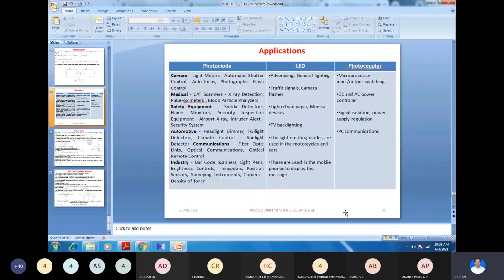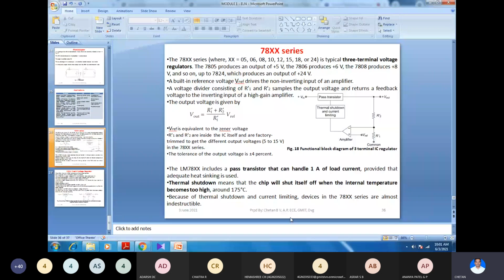This is sufficient for today's class. We have one more topic left, which is the 78XX series. This is basically a three terminal IC regulator. We shall discuss this in the next class.